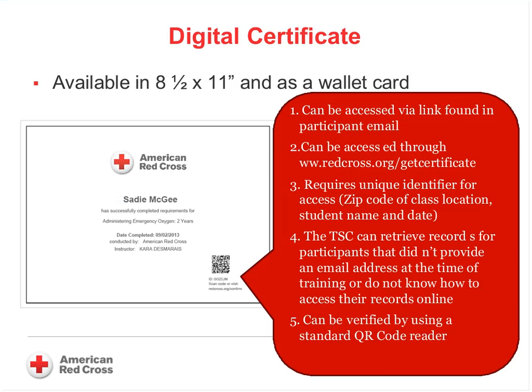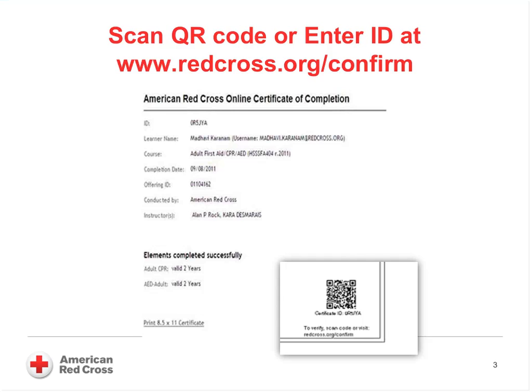Digital certificates can be printed in 8.5 by 11 or wallet size. If a student loses their certificate, they can retrieve it through the web or by calling the TSC. Scanning the QR code is one method of confirming a student's certification. The QR code is highlighted at the right bottom corner of the page.